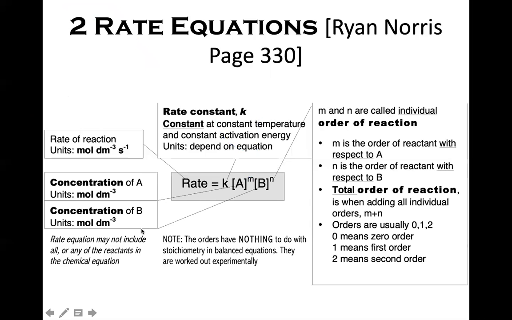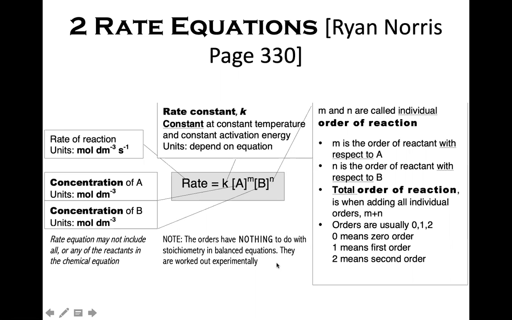What other things do I want you to take note of? The rate equation may not include all of the reactants in the chemical equation. It can include all the reactants, or it can include some of the reactants. There is no particular rule unless you carry out the reaction. The orders have nothing to do with stoichiometry in balanced equations. They are worked out experimentally.